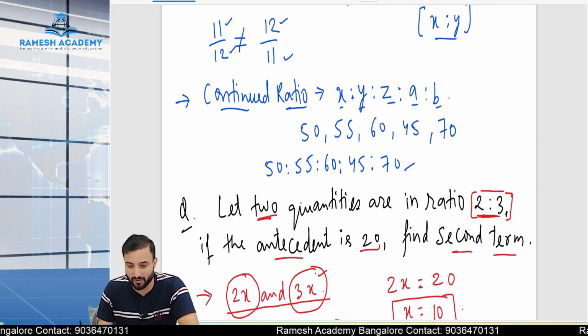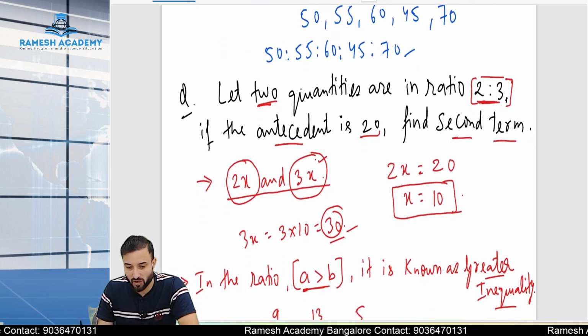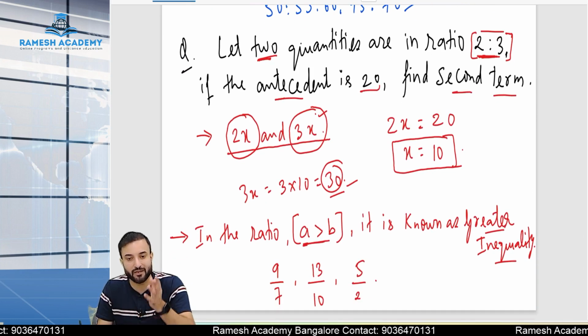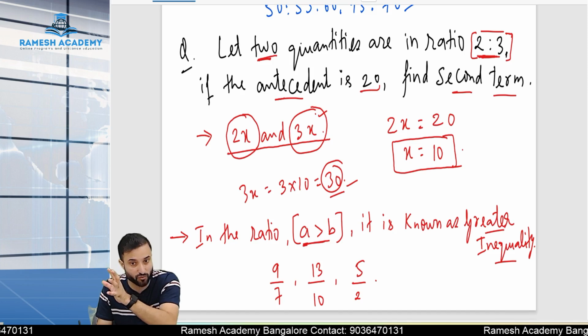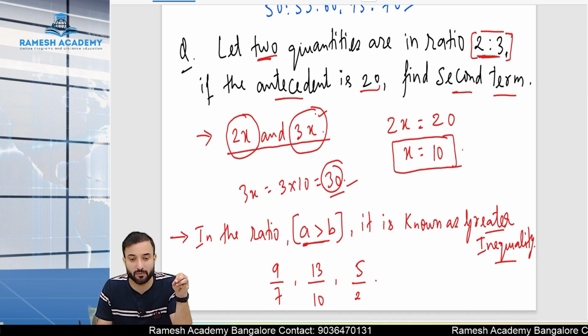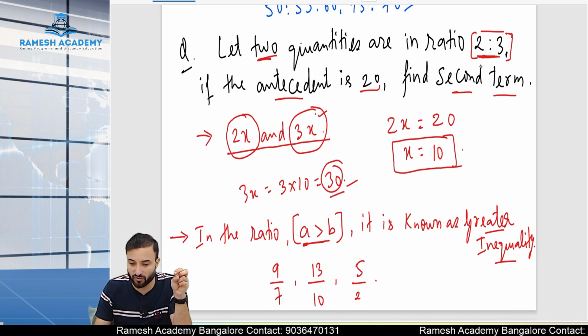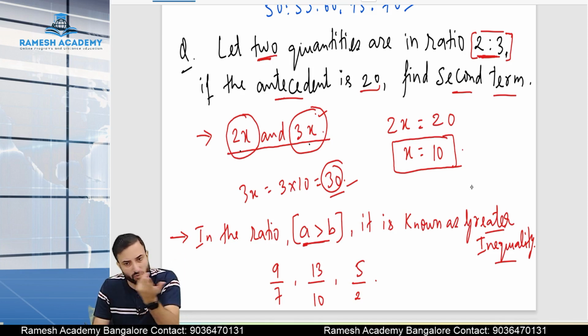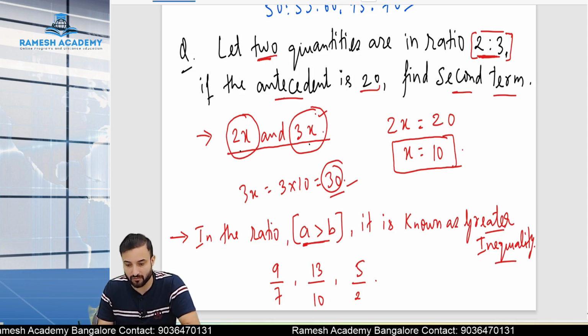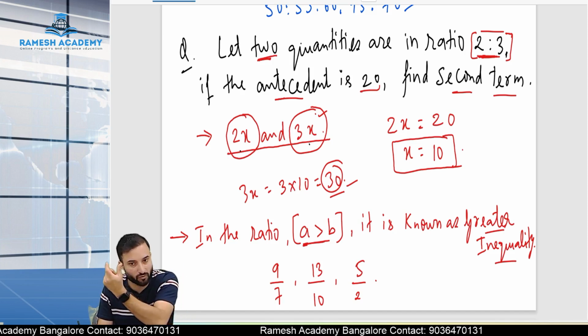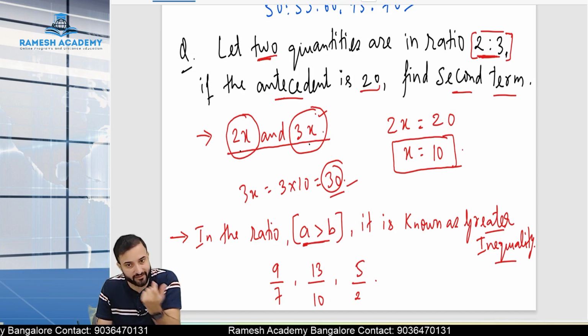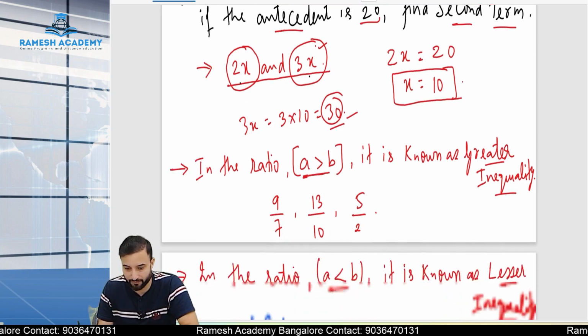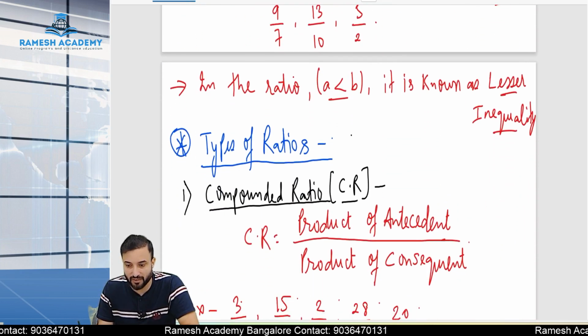Now this is a continued ratio. Okay, you understand, if any quantities are given in a ratio, how to convert the ratio in variable form: like 2 is to 3, we will take 2x and 3x. If suppose it is 11 is to 12, so 11x and 12x. And then consequent is equal to consequent, and then antecedent is equal to antecedent.